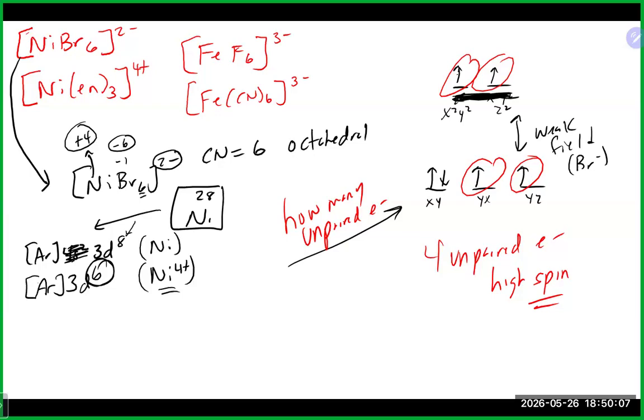Right. So why don't you try this one here and see what you come up with. Draw the crystal field splitting and see what you end up with here. The unpaired electrons in this case.